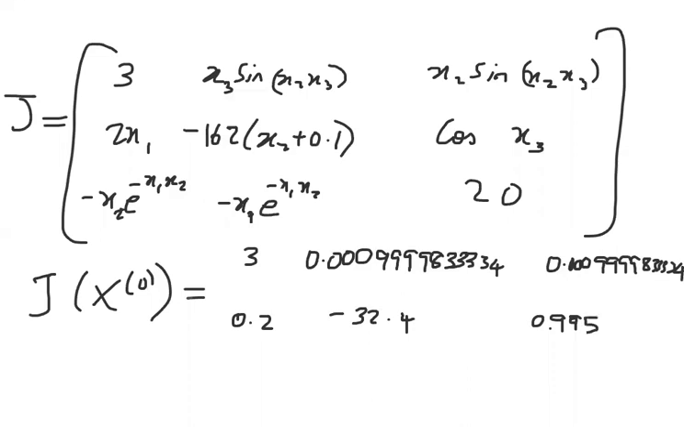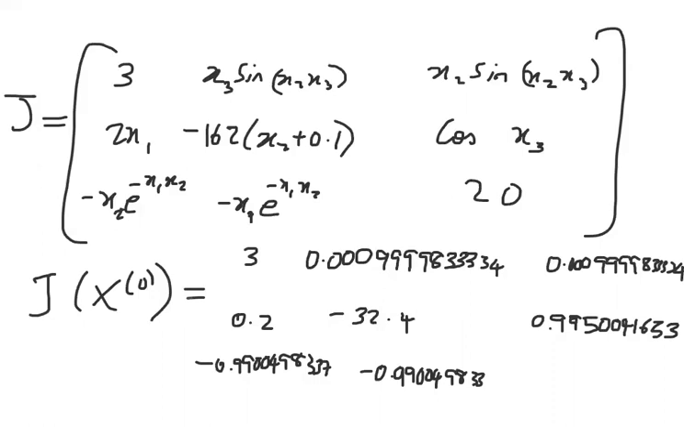So I'm going to get 0.950041653. Then here I'm going to have negative 0.99004983337. The same value will appear here, negative 0.99004983337. And lastly, I have 20. So this will be J of x0.